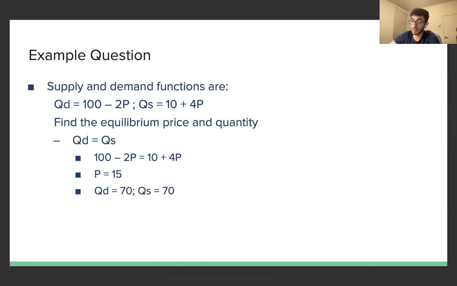Okay, so let's do a quick example. Let's say the supply and demand functions are as follows. You have a negative slope for demand because it's downward sloping. You have a positive slope for supply because it's upward sloping. And to find the equilibrium price and quantity, we just equate the two equations. And solving this gives a price of 15. And putting P equals 15 in both of these equations, you can see the equilibrium quantity demanded and supplied would be equal, because that's the whole point of equilibrium, that quantity demanded equals quantity supplied.